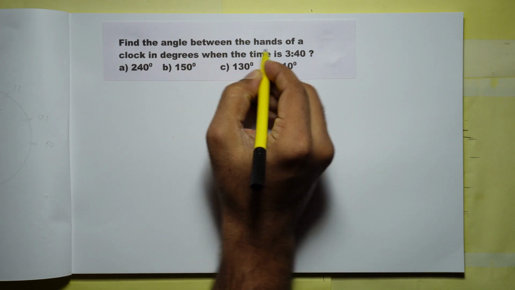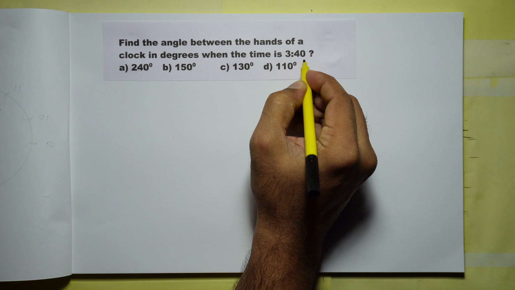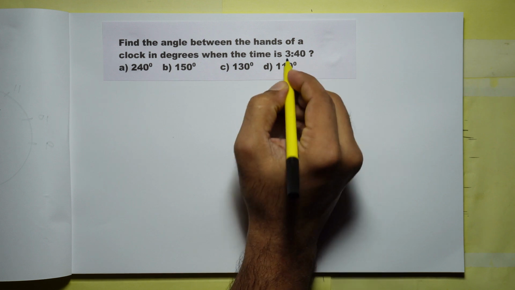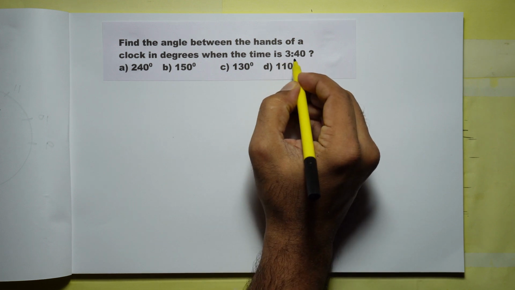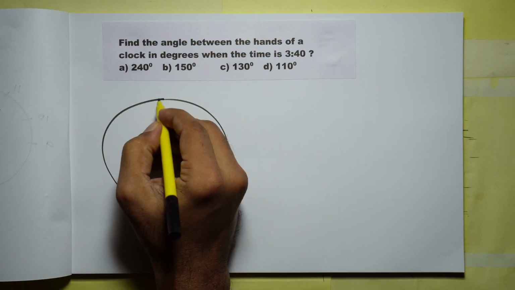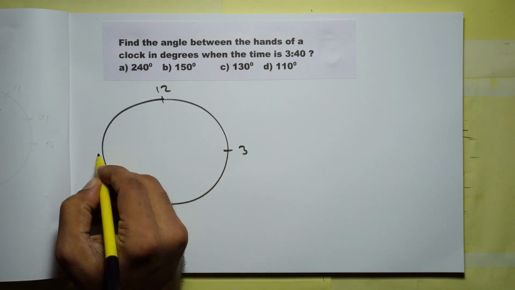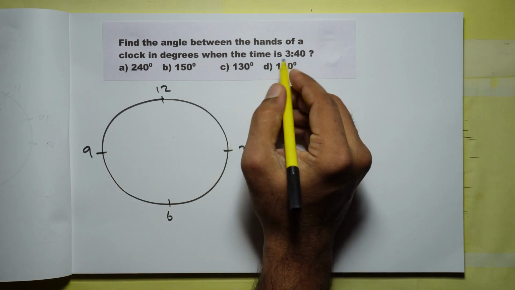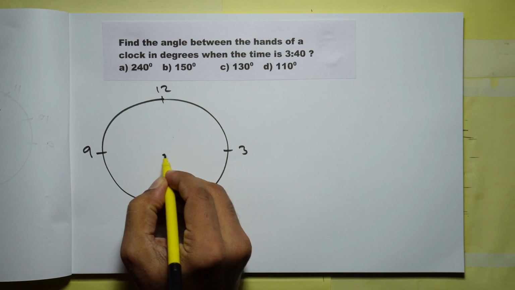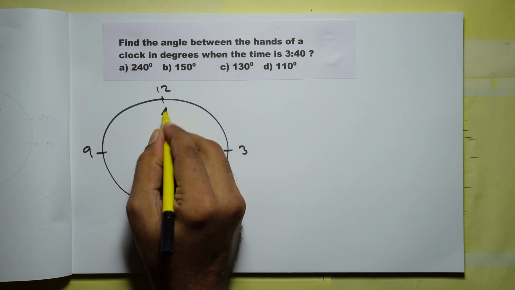Find the angle between the hands of a clock in degrees when the time is 3:40. So first we look at the situation when the time is exactly 3 o'clock. So I can draw the clock like this. You have 12 here, 3, 6 and 9 here. Now exactly at 3 o'clock, hour hand will be here and minute hand will be here.